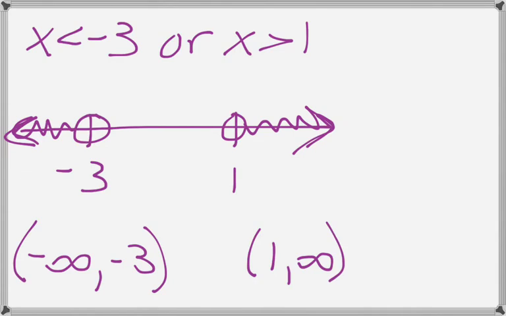And so then, since we want to consider these two sets together as one larger set, what we use then is the union symbol. So in math, if we want to join two sets together to make a larger set, we use the union symbol.